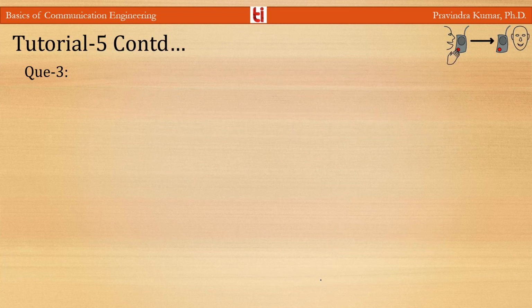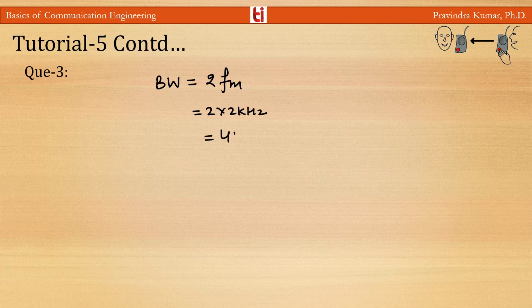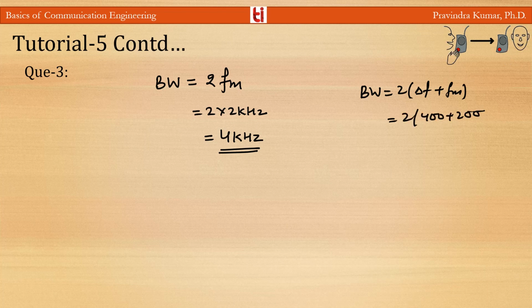And here the bandwidth of the narrowband system will be equal to the bandwidth of the AM system. The bandwidth of an AM system or narrowband FM system is 2 times fm. So it is 2 times 2 kilohertz, which is 4 kilohertz. So the bandwidth of this narrowband system is 4 kilohertz. If I use Carson's rule to find the bandwidth, it will be 2 times (delta f plus fm), that is 2 times (200 plus 2 kilohertz), so it will be 4.4 kilohertz.